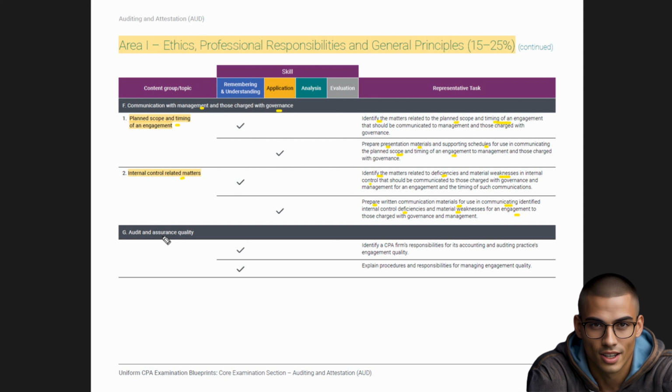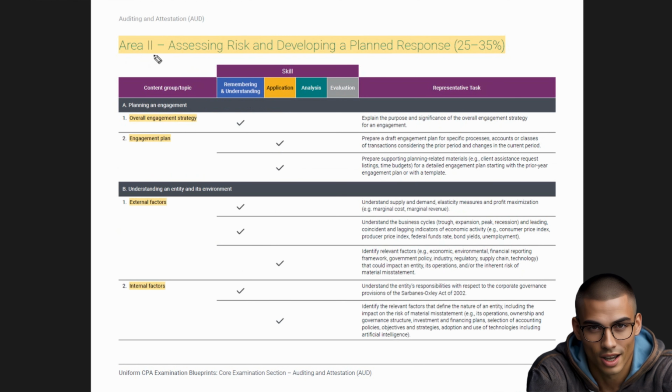Next, we have audit and assurance quality, where you'll need to be able to identify a CPA firm's responsibilities for its accounting and auditing practices and its engagement quality. And you'll also need to be able to explain the procedures and responsibilities for managing engagement quality. Moving on to Area 2 of the Auditing and Attestation exam, we have assessing the risk and developing a planned response, which is 25 to 35% of the weight on the exam.